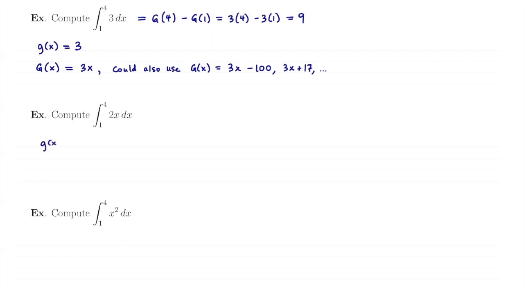Little g of x here is 2x. So thinking backwards, what function could I differentiate in order to get 2x? If you think of undoing the power rule, you might get to capital G of x equals x squared, or x squared plus 1, or x squared minus 4. But again, there's no reason to add a constant in order to use the evaluation theorem. We can now say that the integral of 2x from 1 to 4 will be g of 4 minus g of 1, which is 16 minus 1, or 15.